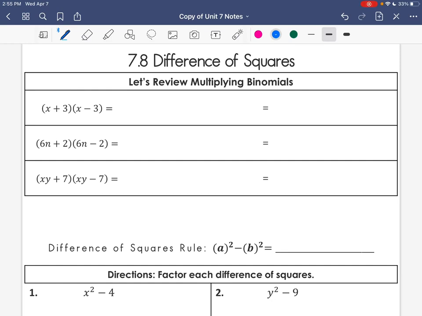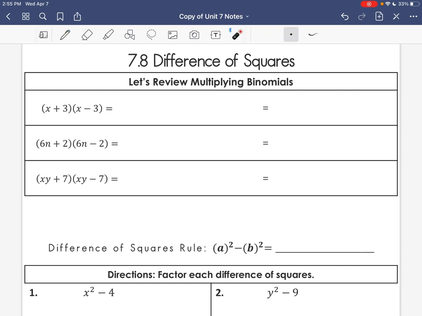In this video, we're going to discuss difference of squares. This is a special type of factoring that is a lot easier because it's a special case. The first thing we're going to do is review multiplying binomials when you have a very similar setup.